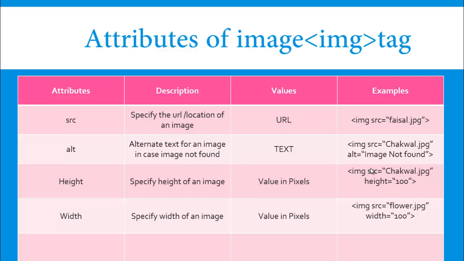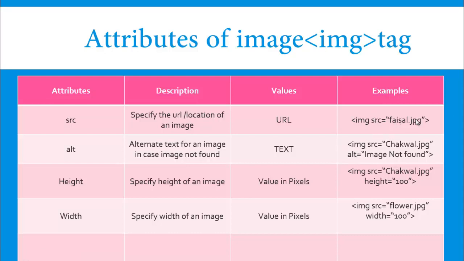The attributes are, first, source. Source specifies the URL location of an image, that is, where your image is located. You can copy that image link or file name and place it there directly. The value is a URL, and this is an example of inserting images in the HTML document.